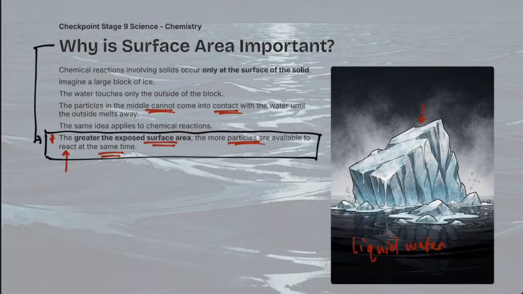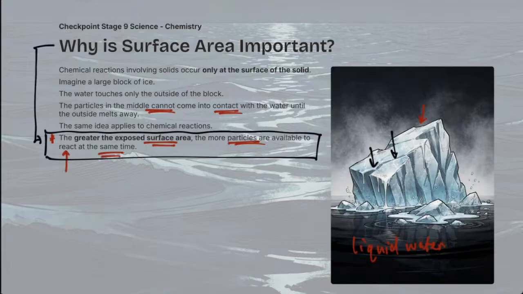Because right now, only the particles outside here that are exposed are the ones that are available to react. The particles on the inside cannot. They cannot react until those that are outside have reacted. And that's a problem. We can't wait. So we want to increase the surface area, which is the exposed area of a solid. And how do we do that? Grind the solid. There will be more particles available to react if you do that. Are we together?